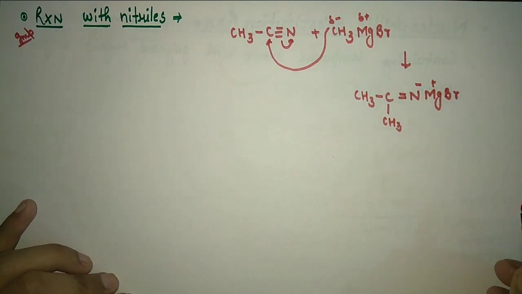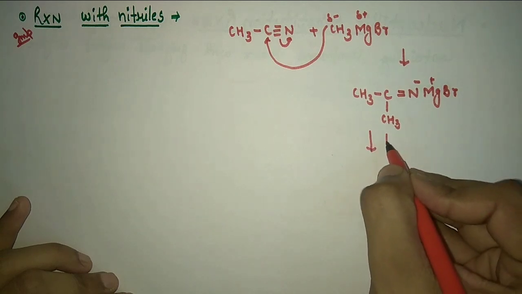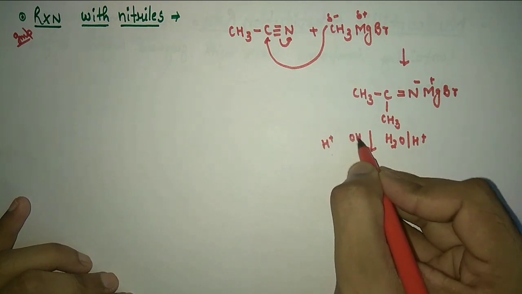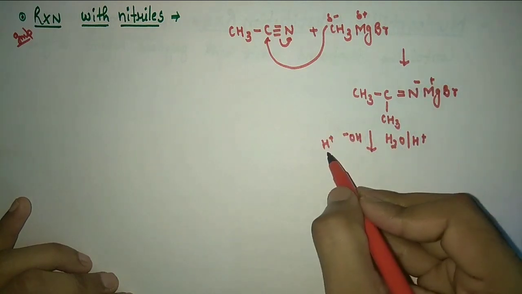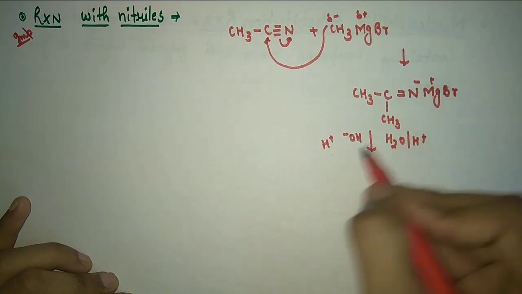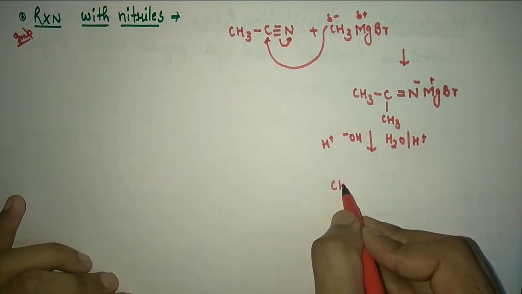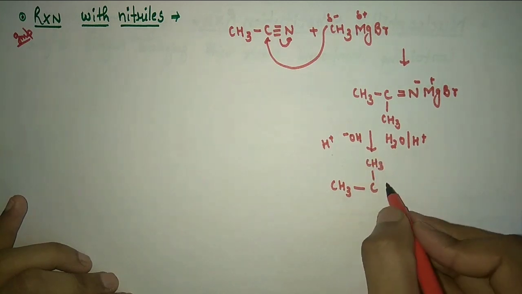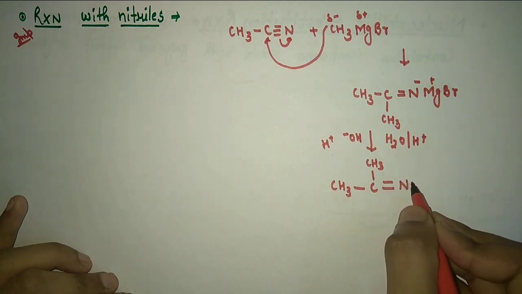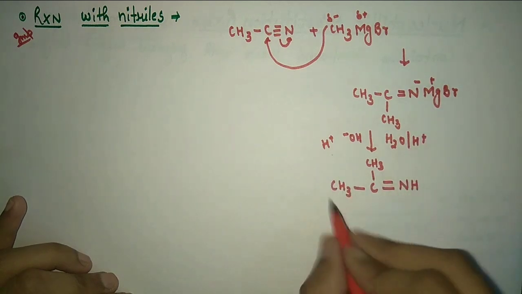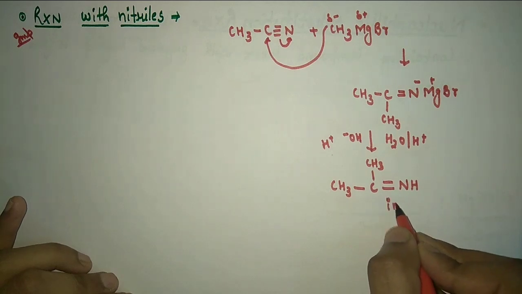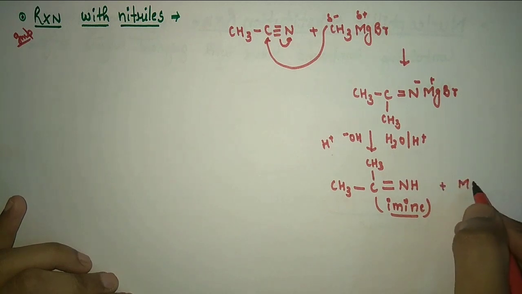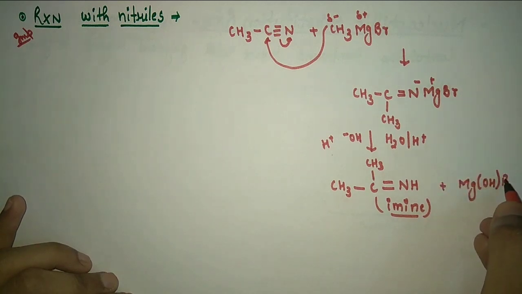So what will happen? The next step will be hydrolysis. This is H plus and this is OH minus. So this N minus will accept a proton, and this MgBr positive will accept an OH minus ion. So what will form? This is CH3C, we take CH3 at this, double bond N, and N will accept a proton. This is converted into imine. This is known as imine. And MgOHBr will be released as a byproduct.